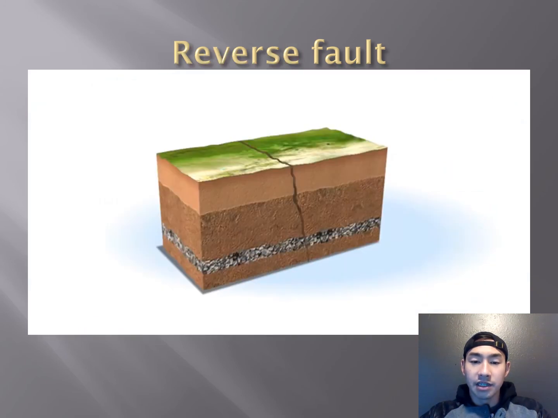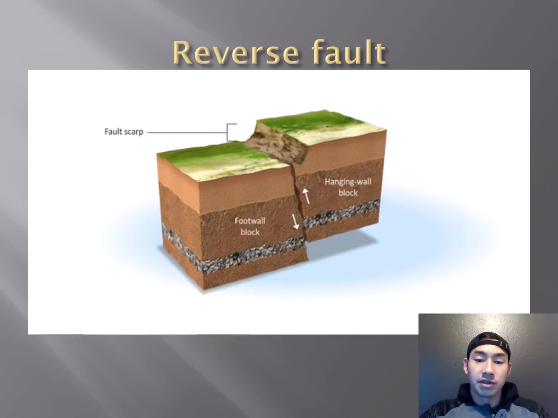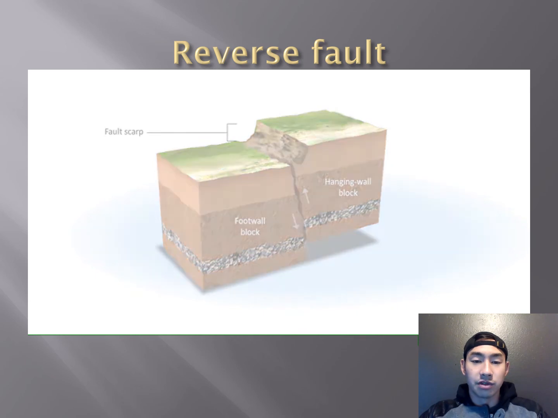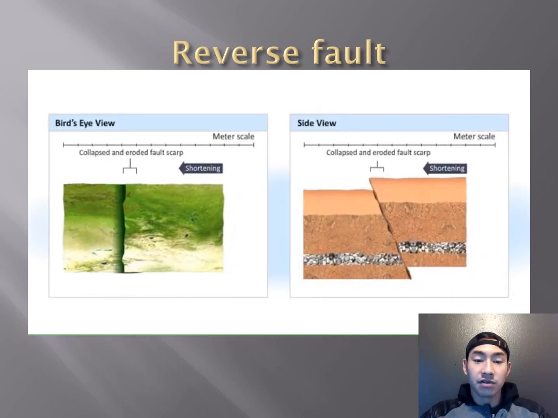And in a reverse fault, we have something a little bit different, where our hanging wall is pushed up, or the footwall drops down. Scarp is what is exposed to the surface. That usually gets eroded pretty quickly. And then in a different point of view, we have shortening or compression of our ground.